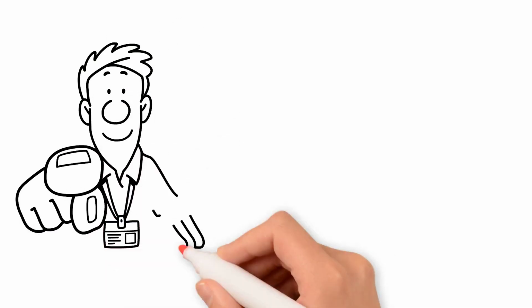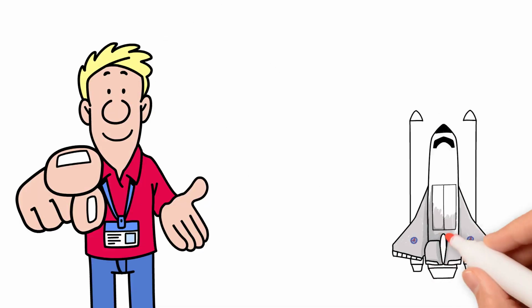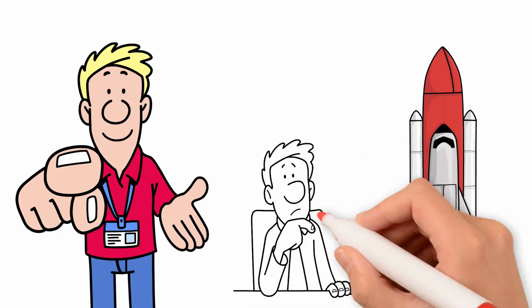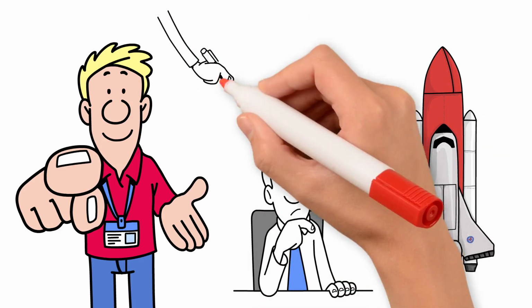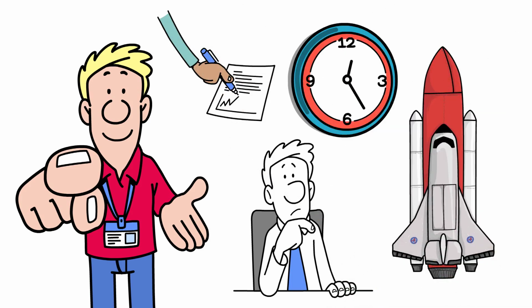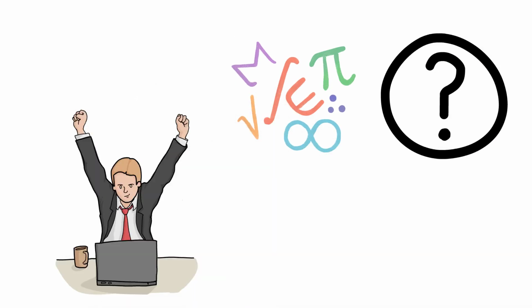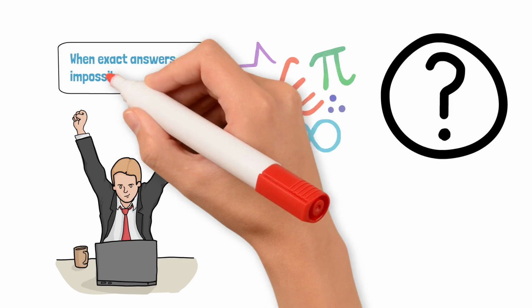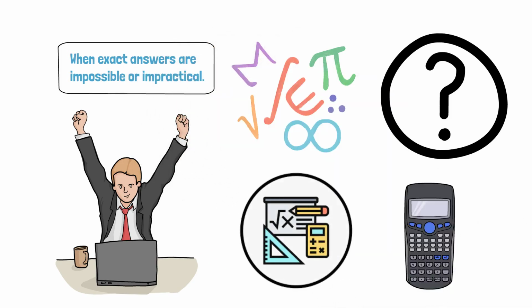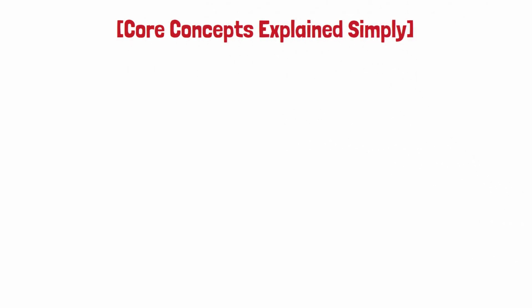Here's a scenario for you. Imagine you're designing a spacecraft. The equations that describe its motion are incredibly complex, too complex to solve exactly with pen and paper. But the spacecraft has to launch on time, and you need answers. What do you do? You approximate. And that's exactly what numerical analysis does. It finds practical solutions when exact answers are impossible or impractical. In other words, it's the mathematics that makes computation possible.